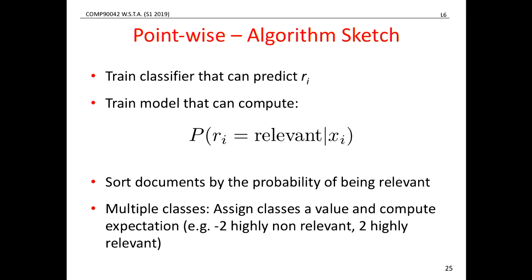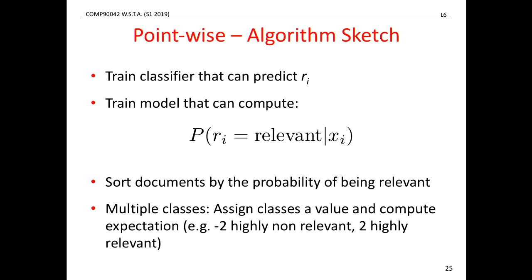So we're training a classifier to predict this label. It has to compute the probability of relevance. That might just be binary classification. We'll sort them after the fact, and then we can return this. And we can deal with multi-classes with slightly different flavors of machine learning systems.